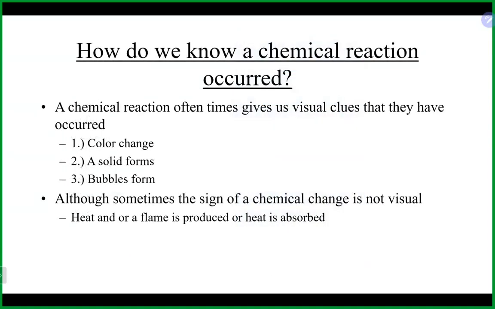So oftentimes there's visual clues that we can see. For example, color change can indicate perhaps a chemical reaction has taken place. A solid being formed is definitely a reason why a chemical reaction takes place. Bubbles as well is usually an indication that some type of gas has been formed. Heat is also a sign that a chemical reaction occurred.